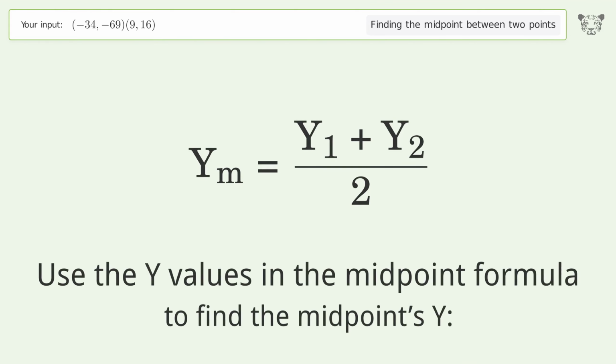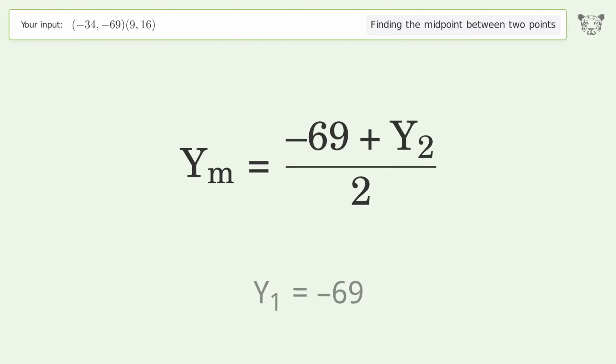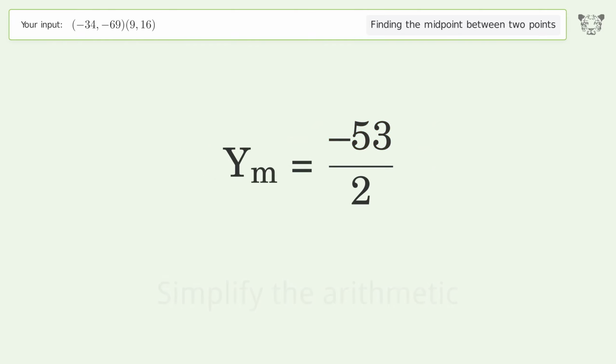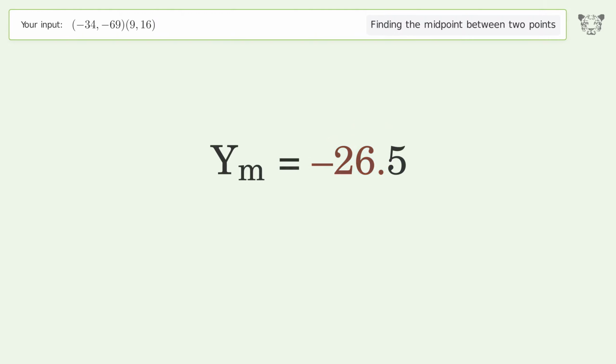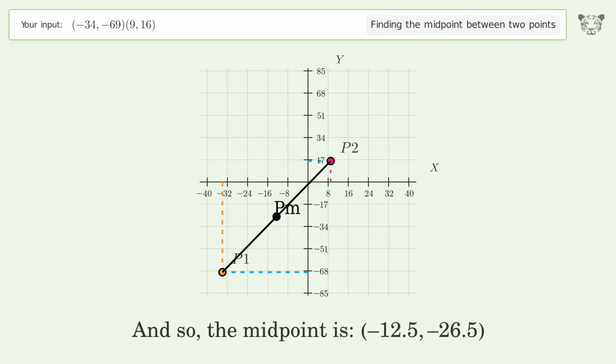Use the y values in the midpoint formula to find the midpoint's y. y1 equals negative 69. y2 equals 16. Simplify the arithmetic. And so, the midpoint is negative 12.5, negative 26.5.